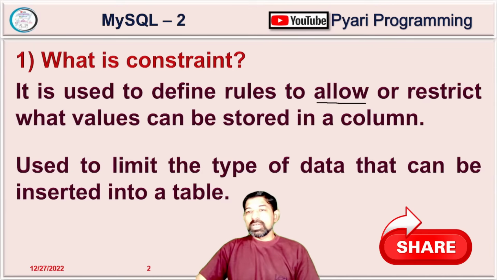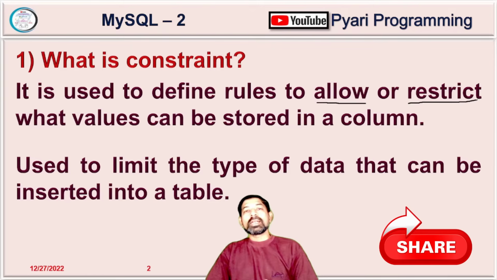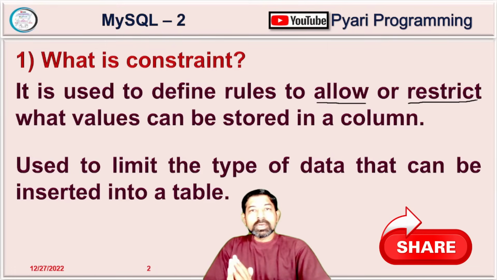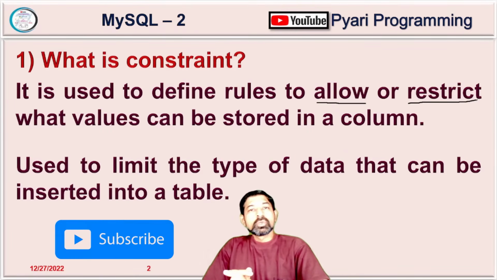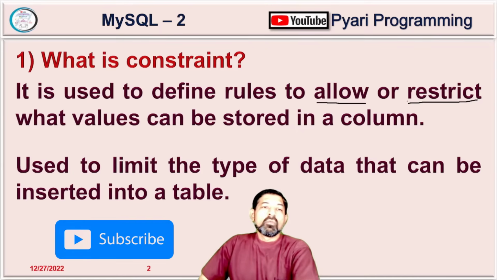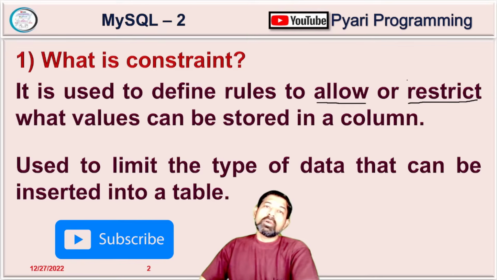Now next it says that it restricts. Now if it is allowing, how it is restricting? Suppose I have given a rule that my customer must belong to Berhampur, Bhubaneswar or Rourkela. Other than that, I'm not allowing them. So in that case, I can give the check constraint. So it is restricting now what value can be entered by the user for that particular column.